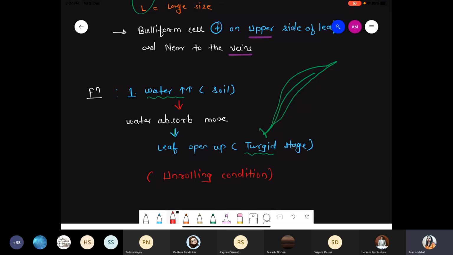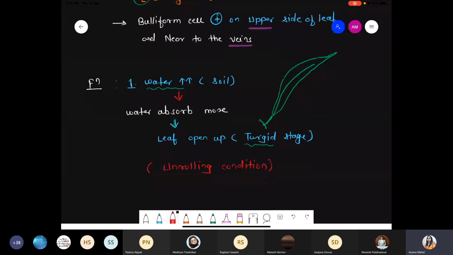they become swollen. It means they should not burst. Swell means what? They have turgidity. We'll discuss that part later. Turgid, flaccid condition. So they maintain their turgidity, and now the leaf is not showing rolling. So normally such a condition is called the unrolling condition.